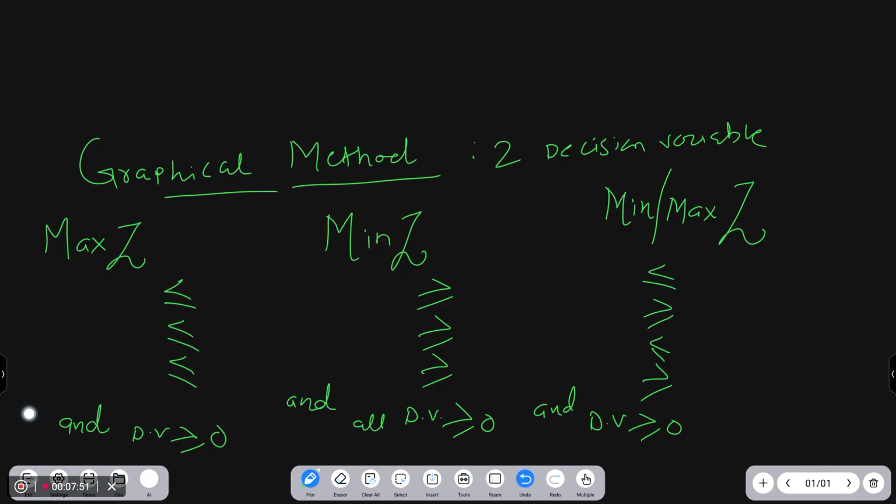Now, keep in mind, if my scenario is like this, then what is the possibility? Suppose this is my x1 variable, this is my x2 variable, right? And suppose there are three equations. For example, these are the three equations. We assume that; what the equations are, we will see later on.